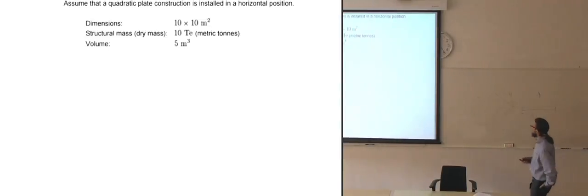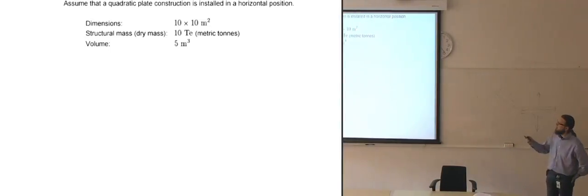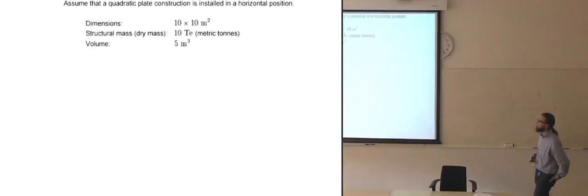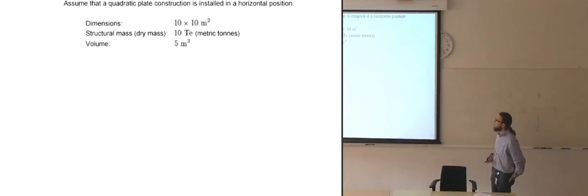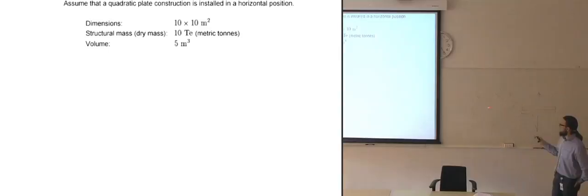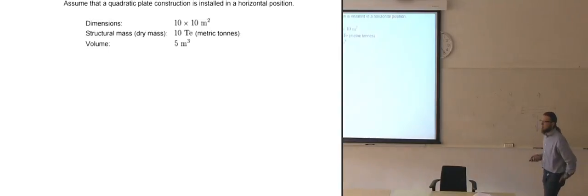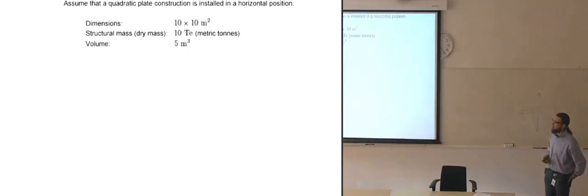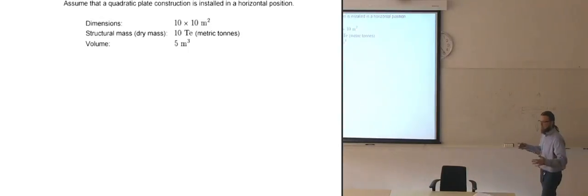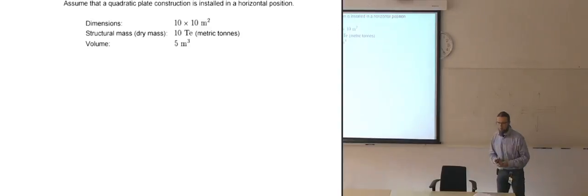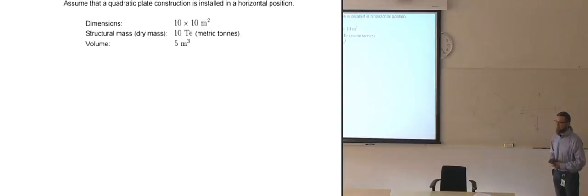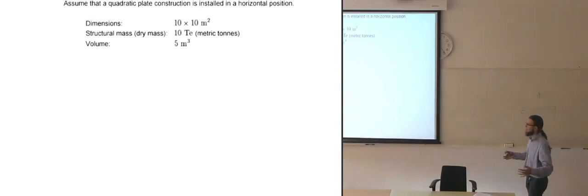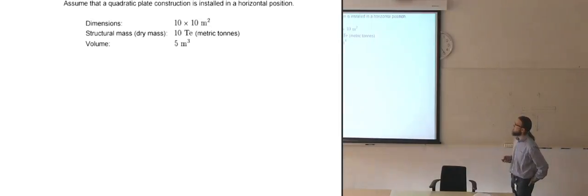And the dimensions we have, so our A measurement here, that's 10 meters, so it's 10 by 10 meters in size. And it weighs 10 tons, this plate, when it's on the deck of the ship. And it has a volume of 5 cubic meters. So it's going to displace 5 cubic meters of water, which is equivalent to 5,000 liters. So it's quite a lot of water it's going to displace, so it's going to feel some buoyant force.